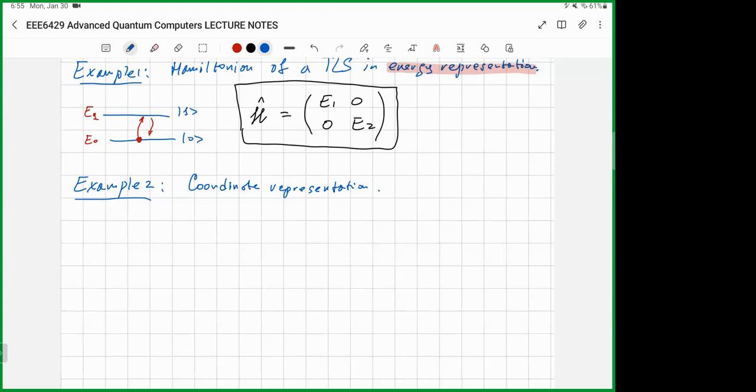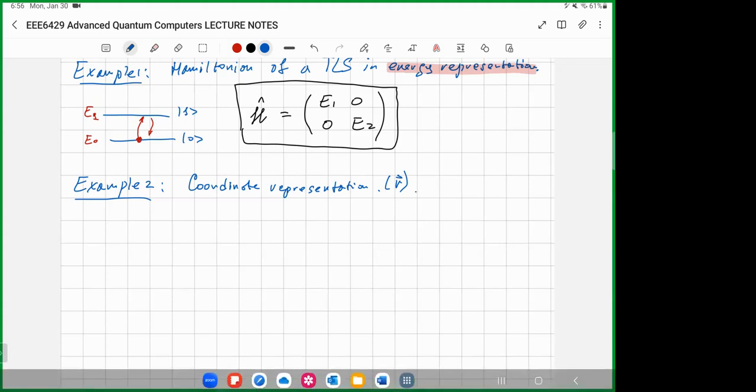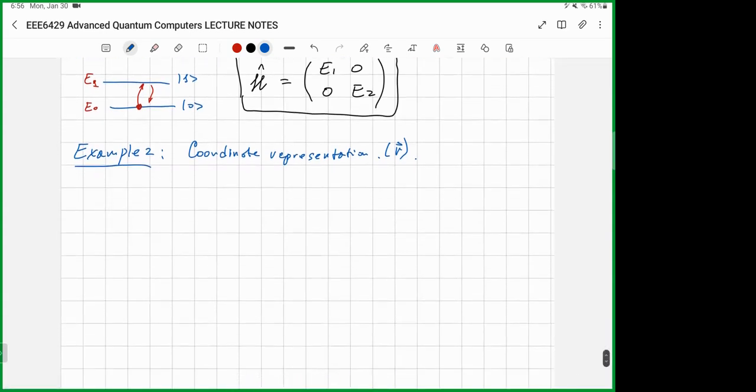So in this coordinate representation, let's denote r vector. This is the radius vector, right? And let's find the operators of coordinate and momentum.